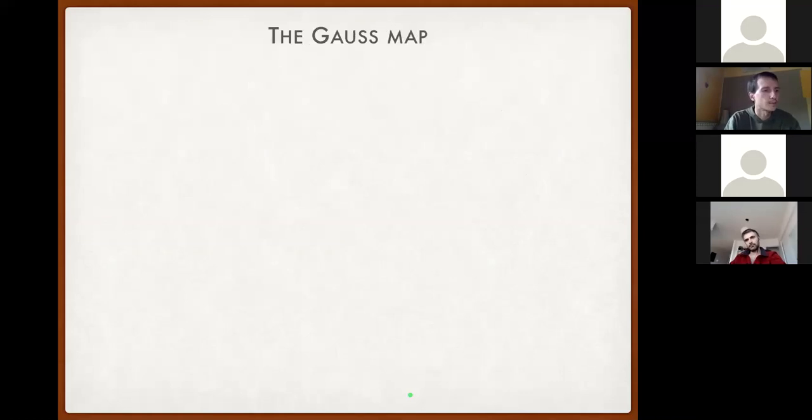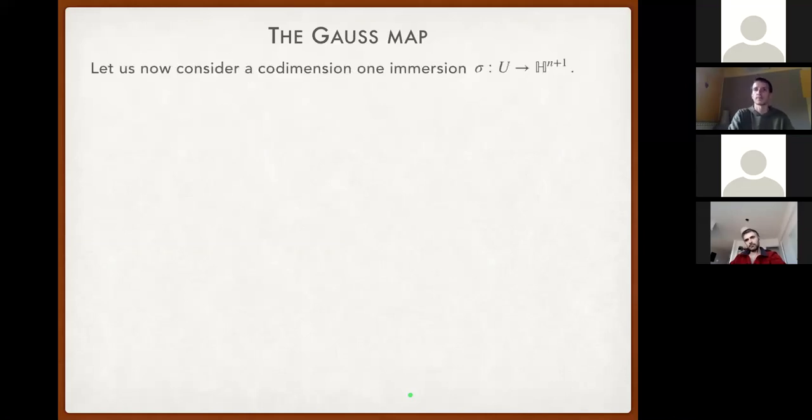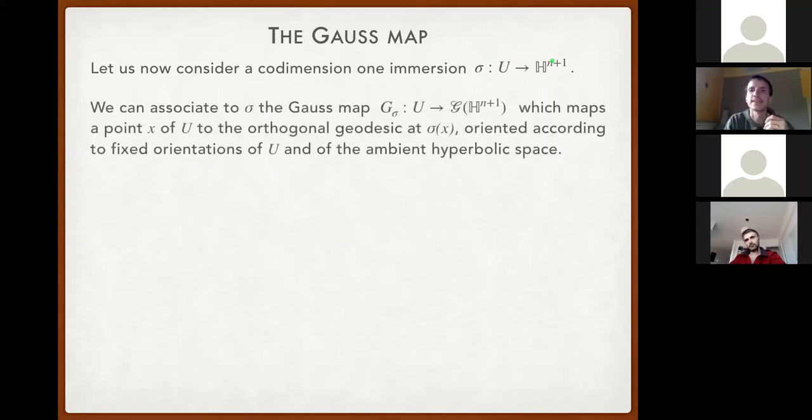And also, I'm ready now to talk about the main object of our results, which is the Gauss map. So let's now take an immersion of codimension 1, so an immersion of a hypersurface in hyperbolic n+1 space. So U is dimension n. And now it's natural to associate to such sigma its Gauss map, which takes value in the space of oriented geodesics. What is the Gauss map?